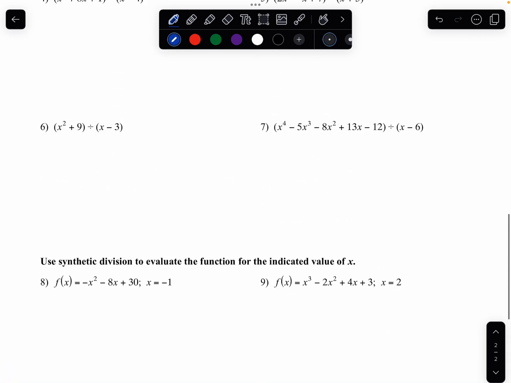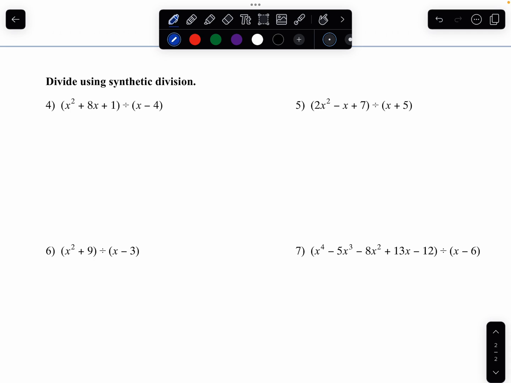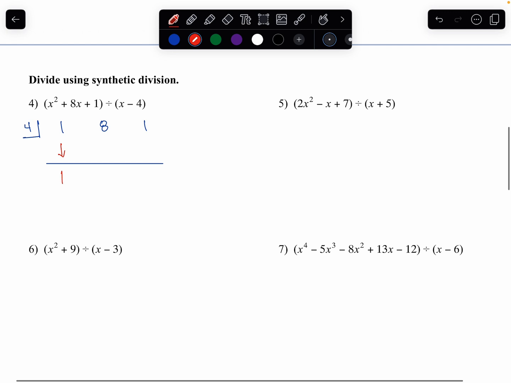Okay, the next problems here are going to be using synthetic division, which is nice. Synthetic division is pretty easy. So to set up synthetic division, I'm going to make a box here, and the number that goes for this box is going to be what makes this 0. So what is going to make x minus 4 0 is if x is equal to 4. And then I'm going to write down the coefficients of the polynomial. So it's going to be 1, 8, and 1. And then I'm going to bring down the first coefficient below the line here that I just made.